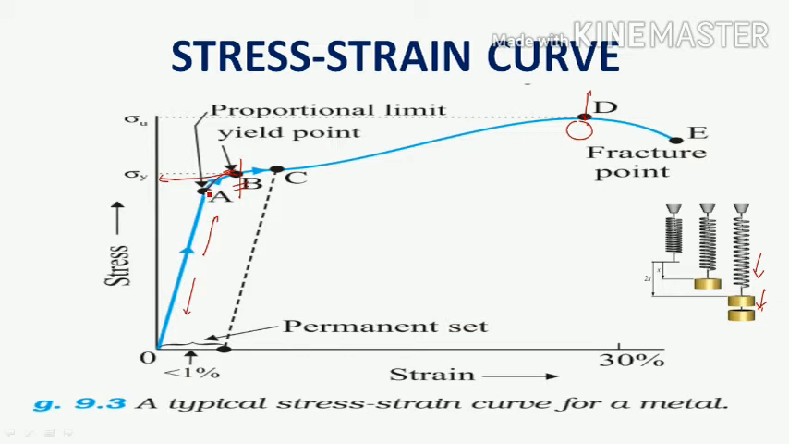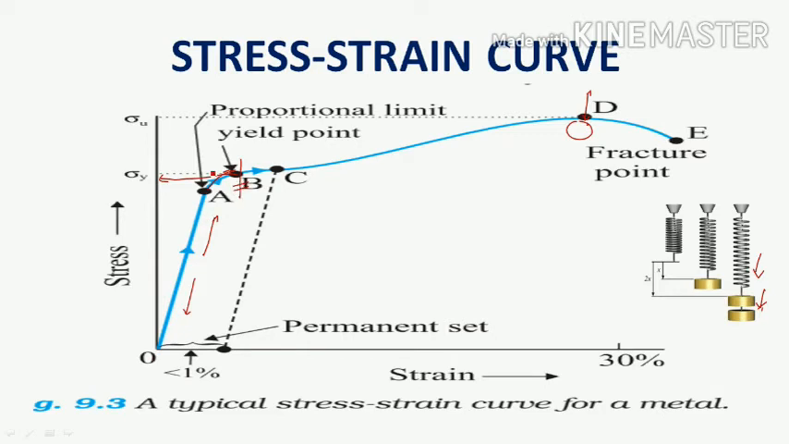Now after point A, if you increase the stress, the strain is also increasing, but the relation is non-linear. So from point A to B, the relation is non-linear, and this point B is known as the yield point or yield stress. The corresponding stress is known as yield stress. That means up to this point, if you apply the stress, the strain increases, and if you remove the stress, the body comes back to its original position.